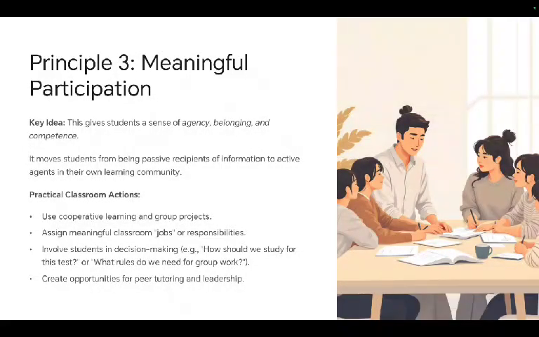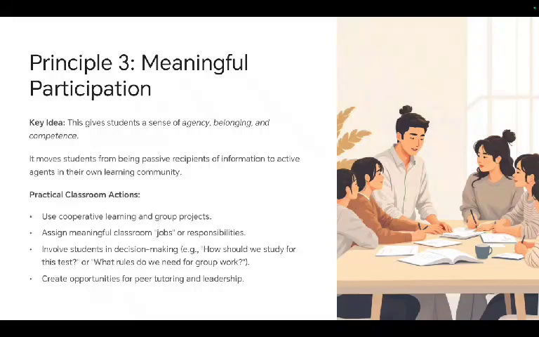Intervention 3, meaningful participation. The final principle is creating opportunities for meaningful participation. This gives students a sense of agency, belonging, and competence. It's the antidote to students feeling passive, bored, or invisible in the classroom. When students have a real voice and a real role, they move from being passive recipients of information to being active agents in their own learning community.